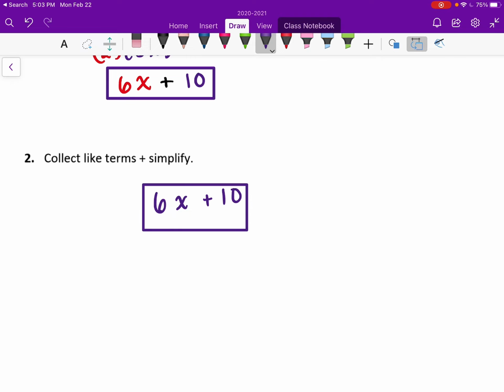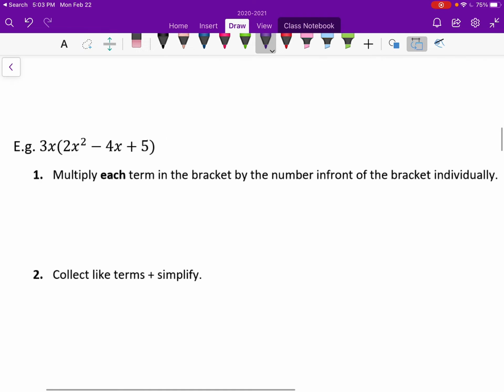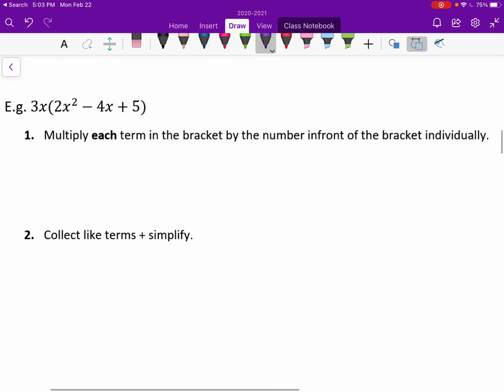Easy peasy, lemon squeezy. So let's try a more complicated one. Now we have a 3x times 2x squared minus 4x plus 5. This is a trinomial because there are how many terms in here? 1, 2, 3. So basically you're going to multiply the 3x by every term.